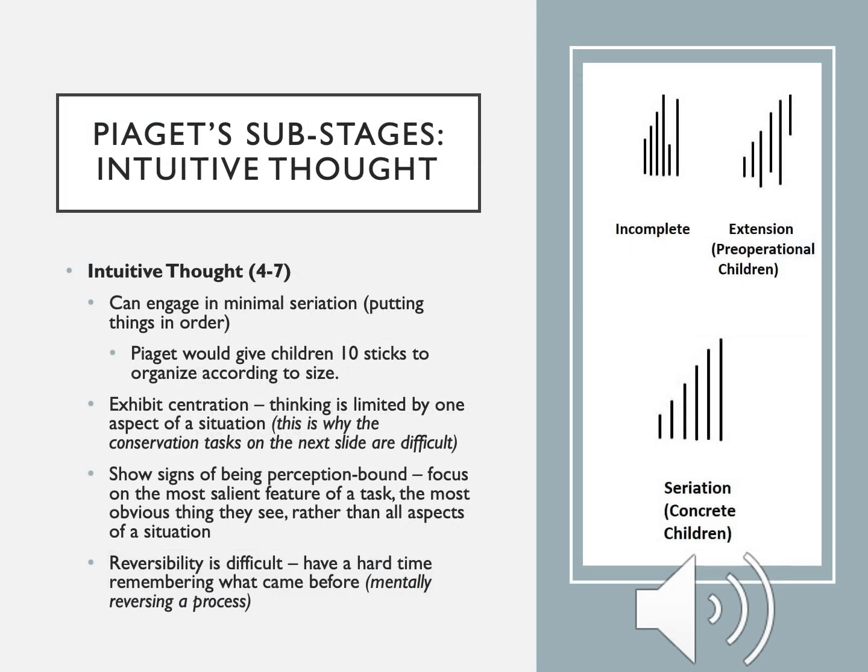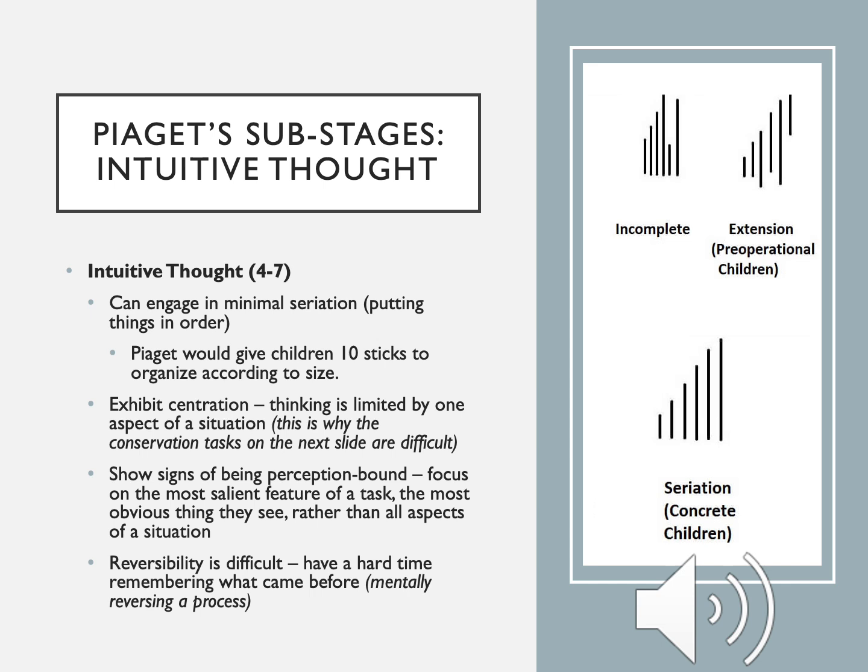Another aspect of intuitive thought is seriation. This is the ability for children to put things in a sequential order. We do notice that during the pre-operational stage, children are engaging in minimal seriation, so they are able to put some things in a sequential order, but it's not apparent until the concrete operational stage that children can have the full aspect of seriation.